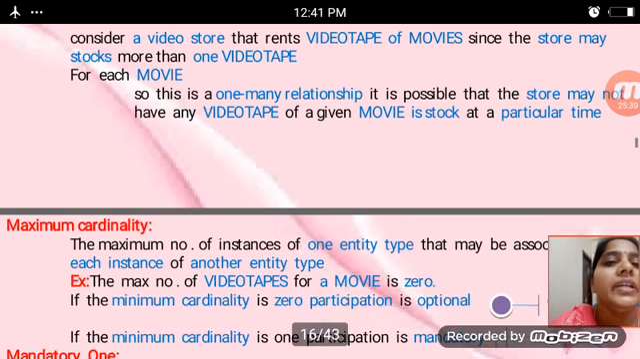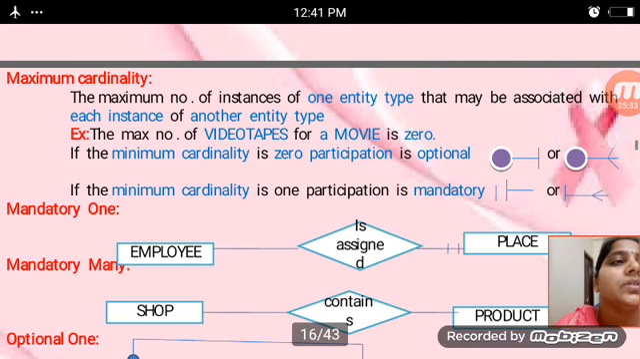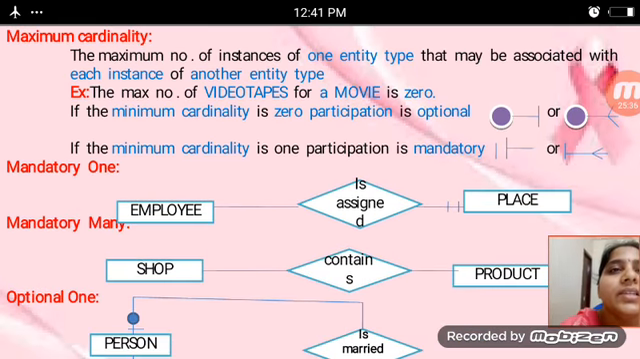Then there is the maximum cardinality constraint. This is the maximum number of instances of one entity type that may be associated with each instance of another entity type. For example, the maximum number of videotapes for a movie, and it is indicated by a symbol.